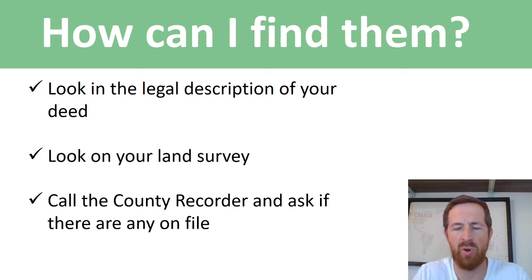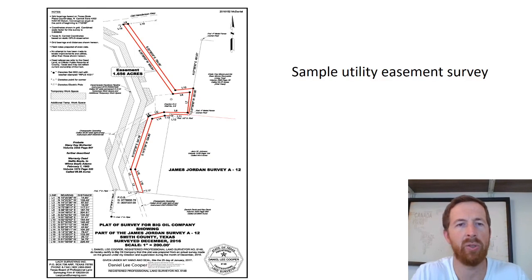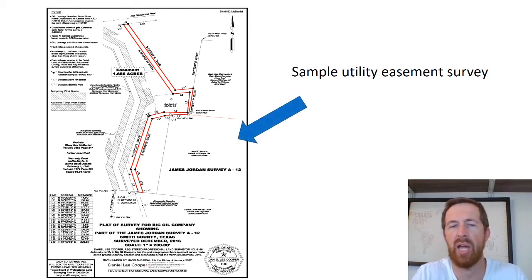So when you call the county recorder, maybe you'll find a map that looks like this. Now this says it's for a plat survey for a big oil company. So I'm assuming that this is for an oil line or a gas line, some sort of a pipeline that was going to cross some different properties. But this would be a sample of what a utility easement survey looks like.